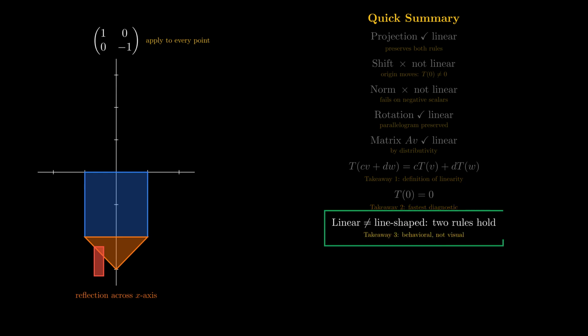3. Linear does not mean line-shaped or simple. It means the two rules hold. Linear is a behavioral property, not a visual one. When the rules hold, a matrix appears, and the whole machinery of linear algebra opens up. When they fail, you're outside the theory and you will need different tools.